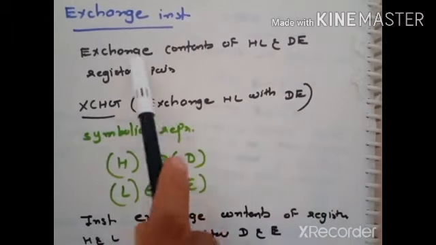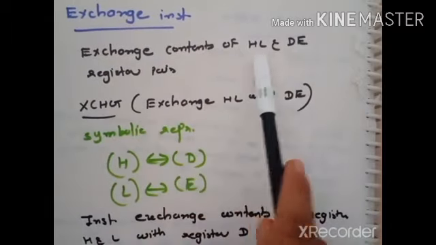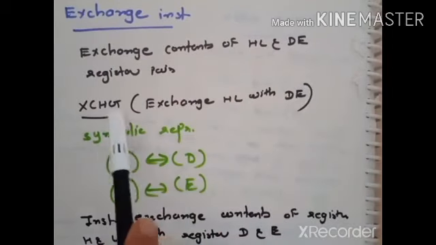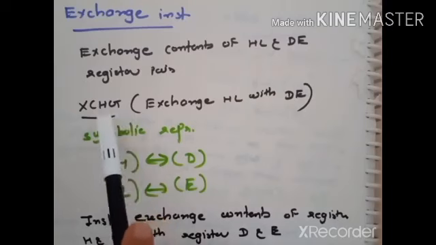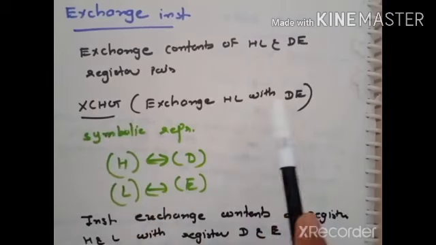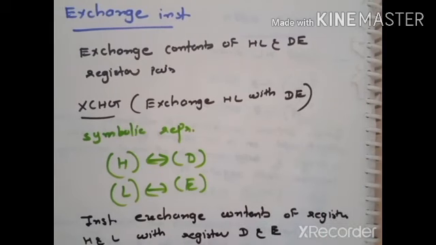Then last group is exchange instruction. So in this exchange the content of HL and DE register, that means for that XCHG instruction is used. So XCHG, that means exchange HL with DE. That means content of HL is exchanged with content of DE.